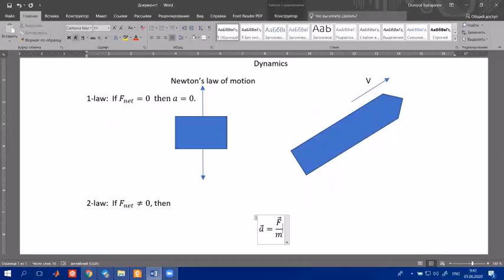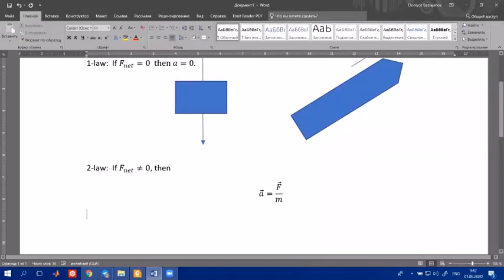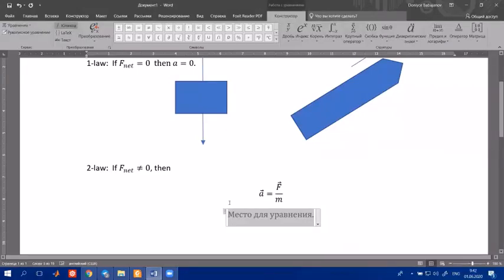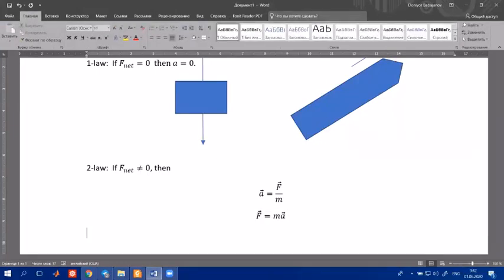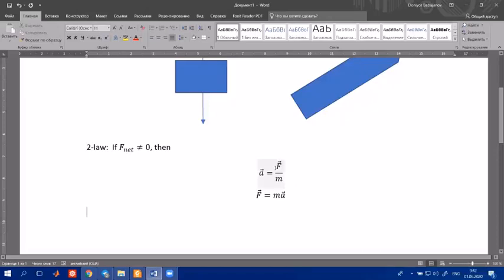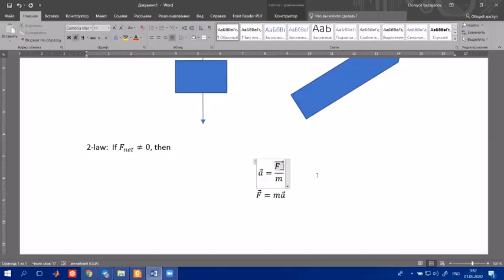Another form of this law: if you find the force from here, force equals mass multiplied by acceleration. These are two different forms, but the same equation. It means that if the net force is not zero, this is the net force, of course, and this is also the net force.